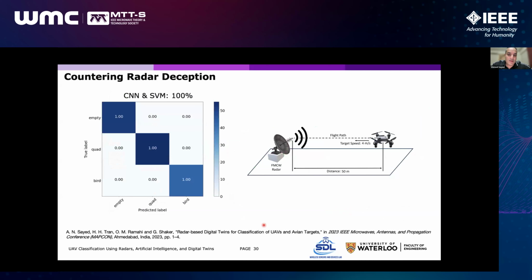Then another case is classifying drones and birds. You may know that birds and drones have completely different Doppler signatures, so it should be an easy exercise. And yes, this is the case. We trained two different machine learning models, CNN and SVM, on datasets according to this scenario. In this scenario, each of the targets, the drone and the bird, was moving individually in front of the radar. We created the datasets required for this.